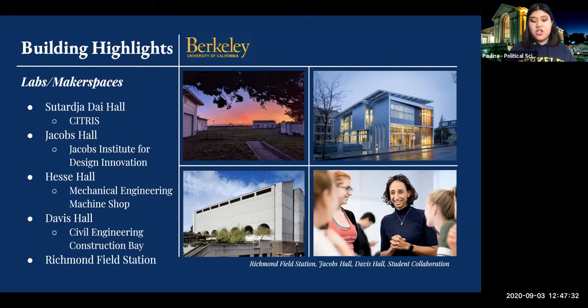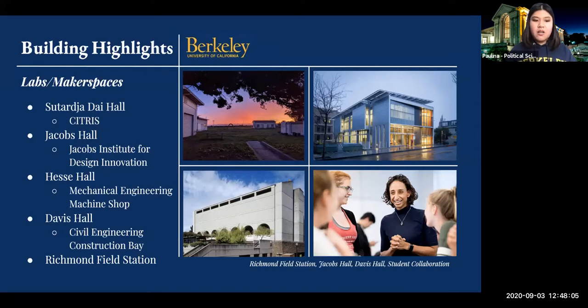So we have the Sudarcha Hall, which is the home of the CITRIS program, which stands for Center for Information Technology Research in the Interest of Society. And that is a really amazing program where students are able to participate in active research, get that experience working with professors and professional staff. We have Jacobs Hall, which houses the Jacobs Institute for Design and Innovation, a lot of really cool programs for students to take part in.